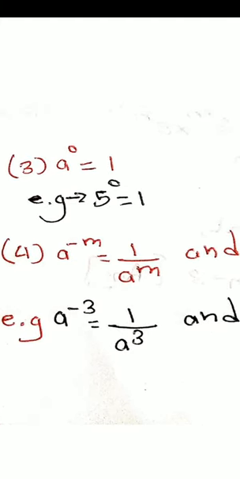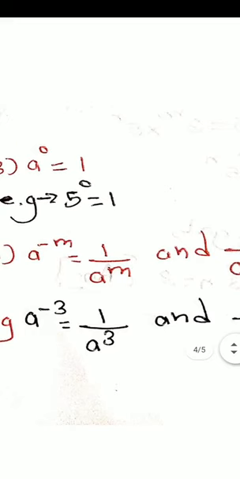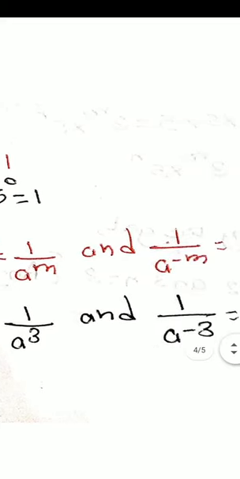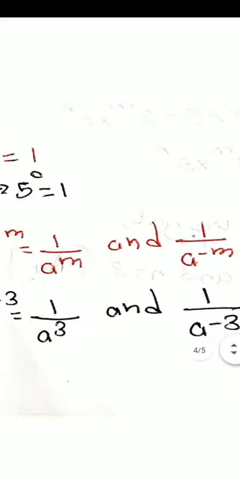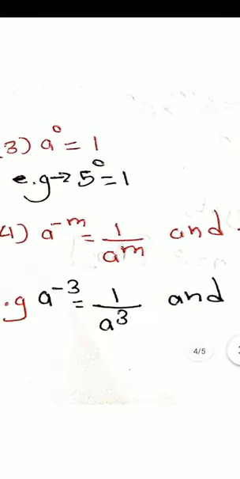a to the power minus m equals 1 by a to the power m. We had already looked at this property. And also 1 by a to the power minus m will be a to the power m. So I can write 1 by a to the power minus 3, using this property, as a to the power 3, or a cube. And a to the power minus 3, I can write as 1 by a cube, using the property that has been written in red ink.